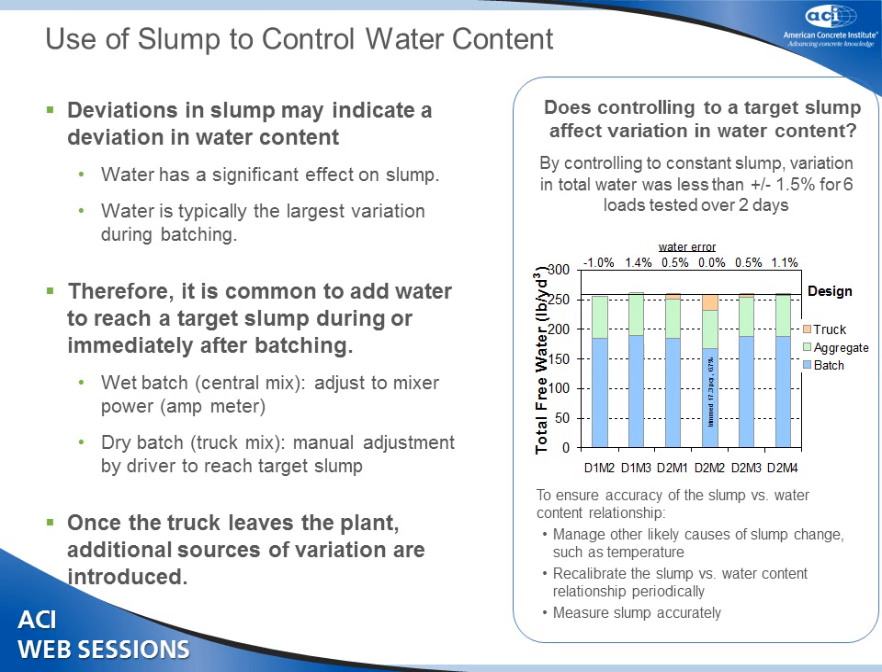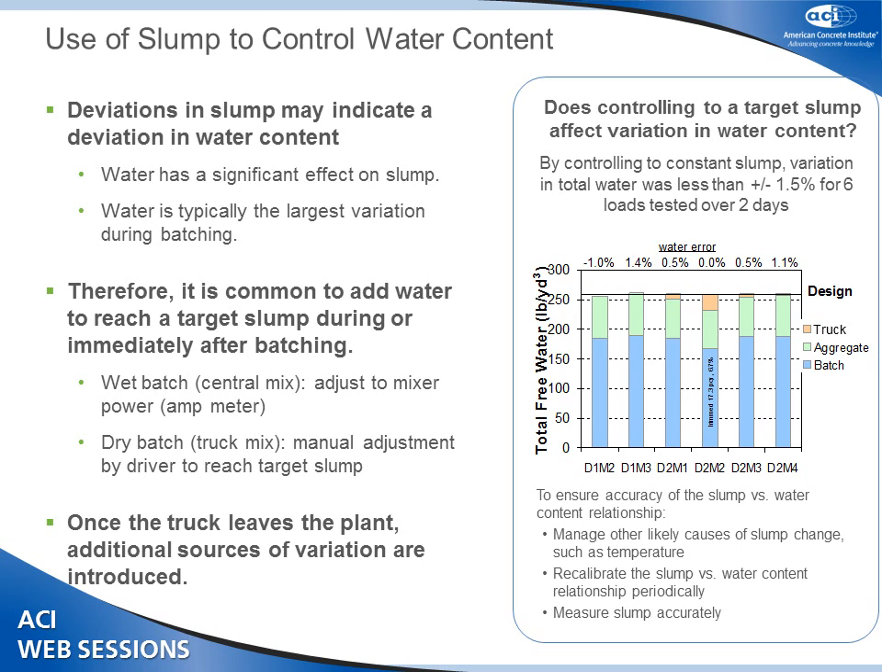It could be that the aggregate moisture has changed. It could be that the driver has left residual water in the drum. So it's very reasonable to do. And you take it a step further and adjust to a constant target slump for a given mix design. So you think about this in a central mix plant, they will adjust to reach a constant mixer power level, so a constant amperage on the amp meter. In a dry batch plant, the driver can make the manual adjustment to that.